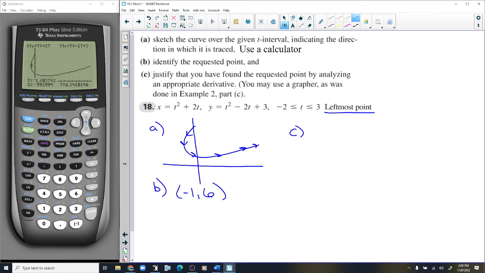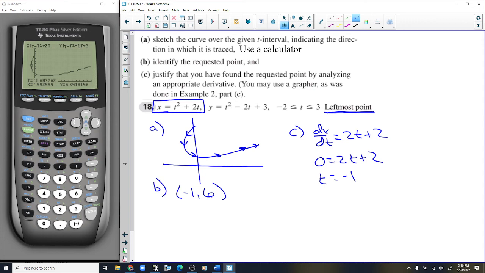Now, if we're going to find the leftmost point, we're going to minimize the x. X is left and right, Y is up and down. So we're going to the left, and we're going to minimize this. So dx/dt is 2t plus 2. Set that equal to 0. T is -1, -2 divided by 2. So t is -1 when we're to the left.